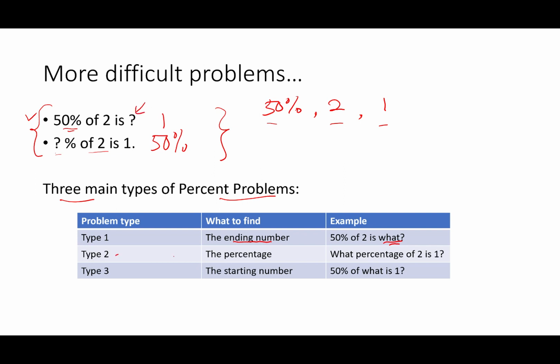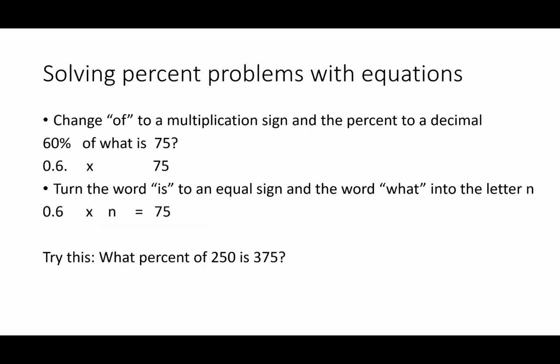Type 2 question is to find the percentage. For example, what percentage of 2 is 1? That is equivalent to this example here. Another, type 3 question, is to find the starting number. For example, 50% of what is 1? So these are the 3 types of questions that you may encounter in percent problems. We will look at each of these 3 types one by one.